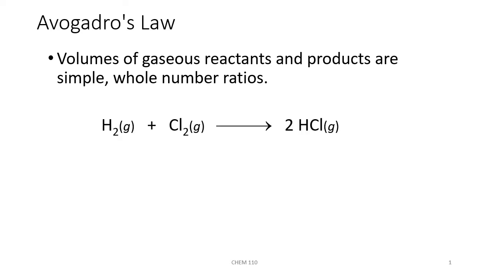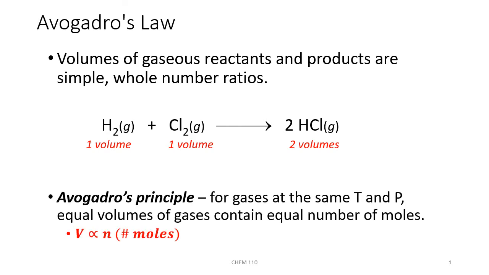For example, if we look at the reaction between hydrogen gas and chlorine gas to produce hydrogen chloride gas, we can say that every 1 volume of hydrogen gas will react with 1 volume of chlorine gas, and it will always produce 2 volumes of hydrogen chloride gas. This is based upon the coefficients from the balanced equation. The volumes could be measured in units of milliliters or liters, really any unit that we use to measure volume.